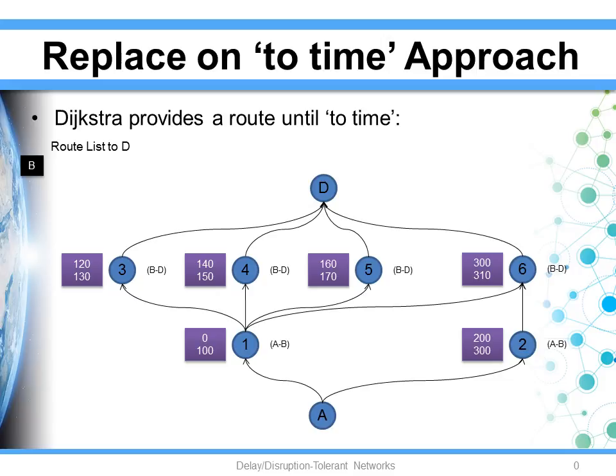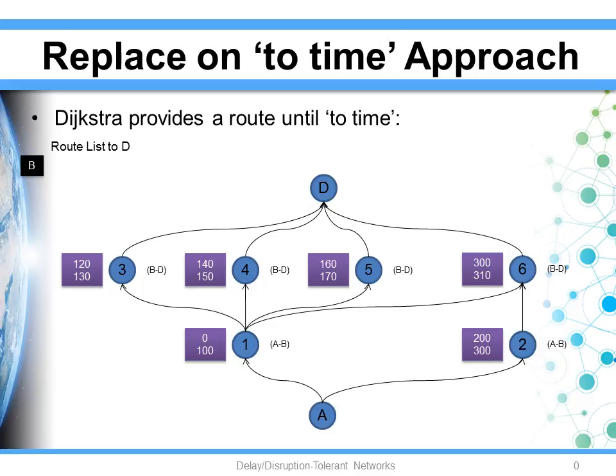So every time that a route in the route list to D, for example, becomes to be in the past, so basically the to time of the route is reached, this entry is updated, and so all the time we have a valid route to a given destination through each of the neighbor nodes if it exists in the contact graph.